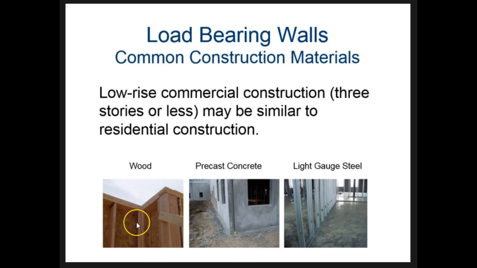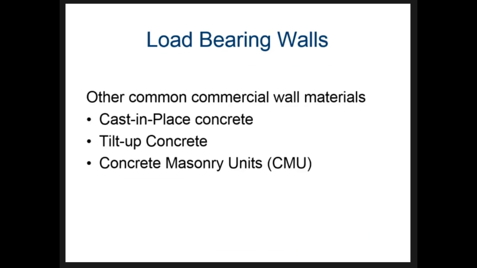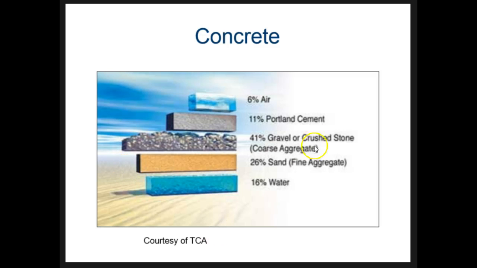Load-bearing walls, we could have wood, though we talked about it's not usually in commercial, precast concrete, and steel. And we also have CMU, which are those big concrete blocks, tilt-up concrete and cast in place. Concrete itself is made up of a number of different parts. You might think that it's just one solid thing, but it's actually made up of different parts, including the cement, which is actually what glues it together, whatever kind of aggregate we're talking about, which is the crushed up rock or shells or something, some sand, water, and then there's some air spaces.